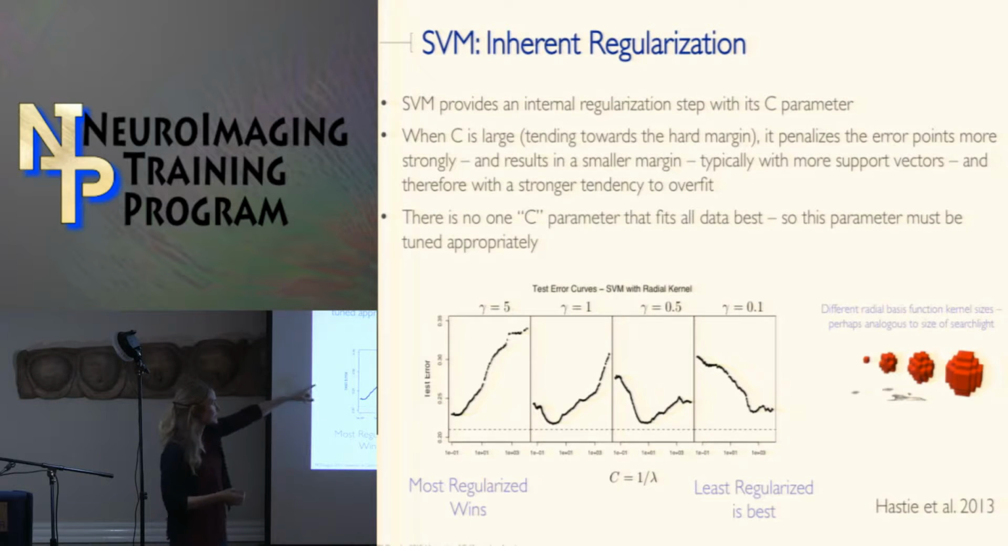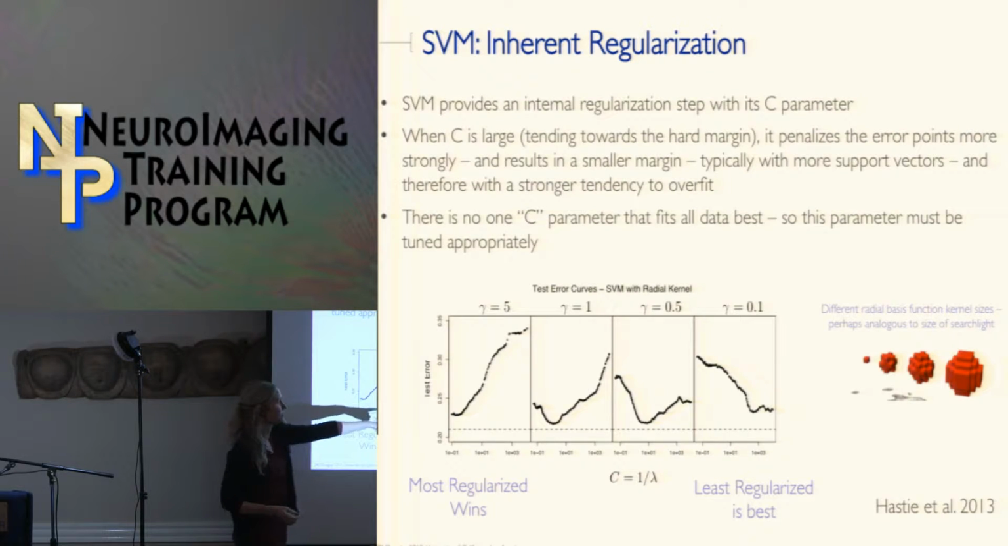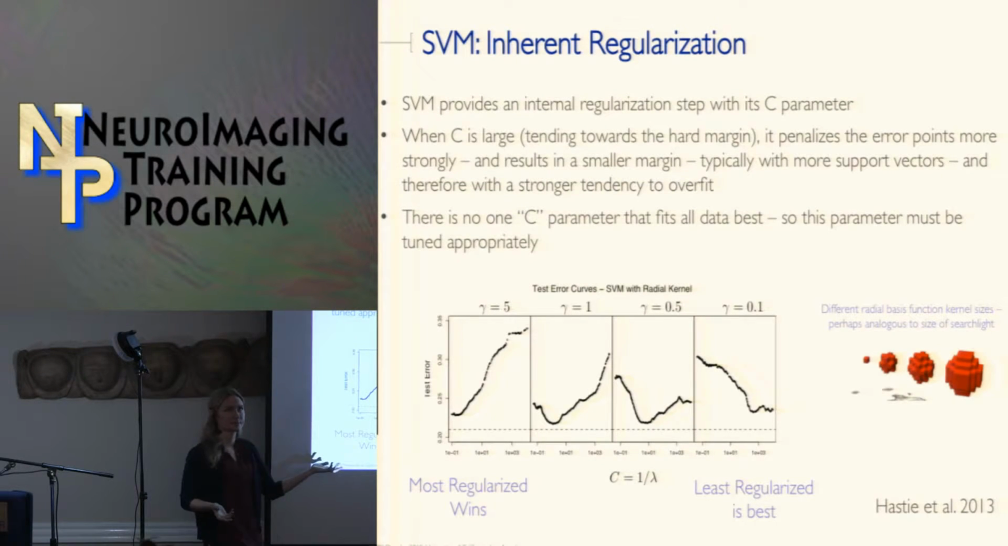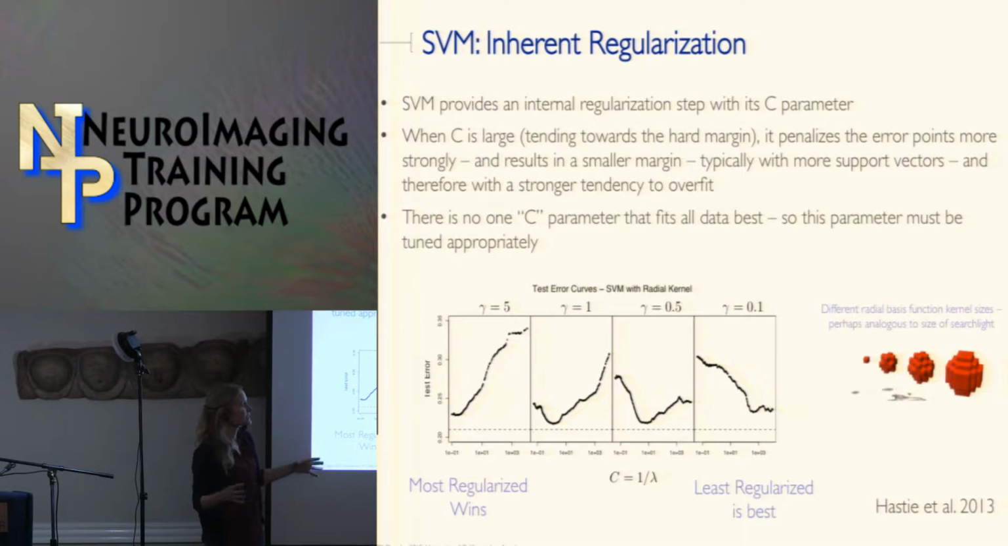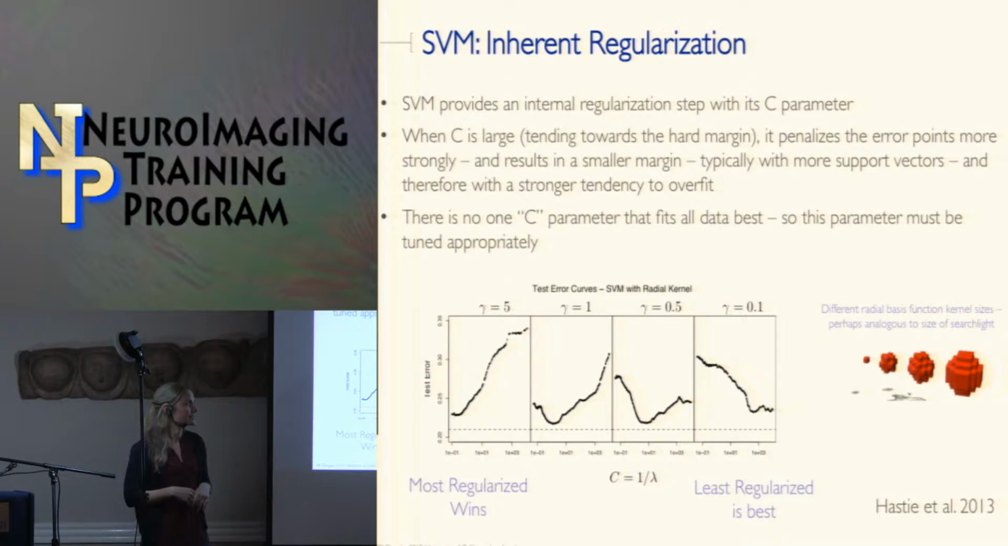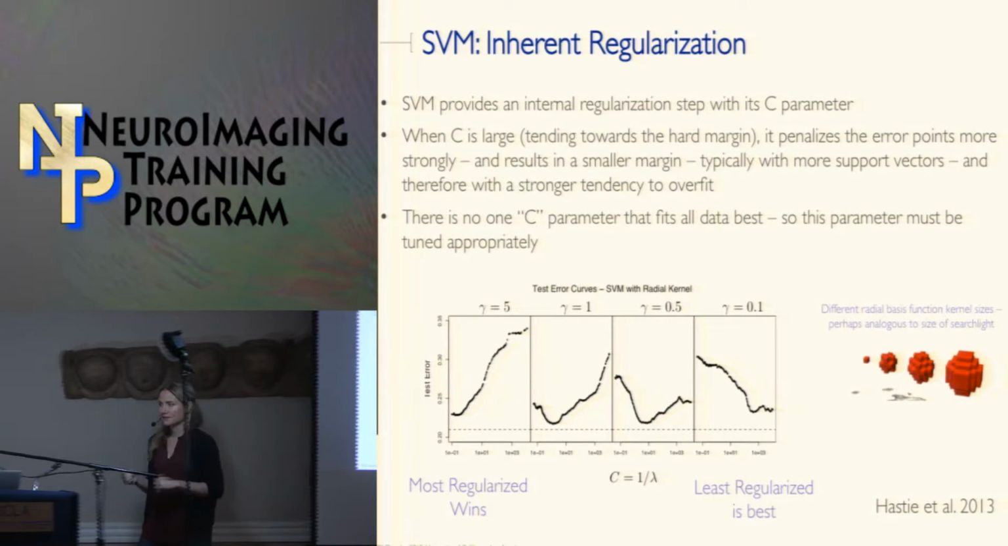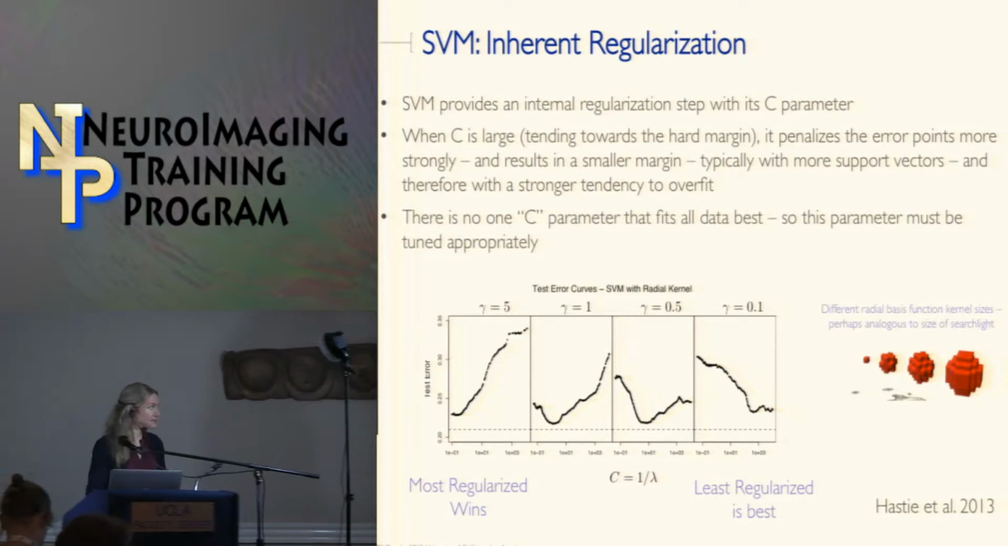So in some cases, certain radial kernels would prefer to have more regularization, but then when you have smaller kernels, maybe less regularization is better. So there are multiple parameters and things that should all be tuned simultaneously, if that makes sense. And radial basis functions, I just put this as an aside, the size of the kernel might be somewhat analogous to, say, the size of a searchlight radius.